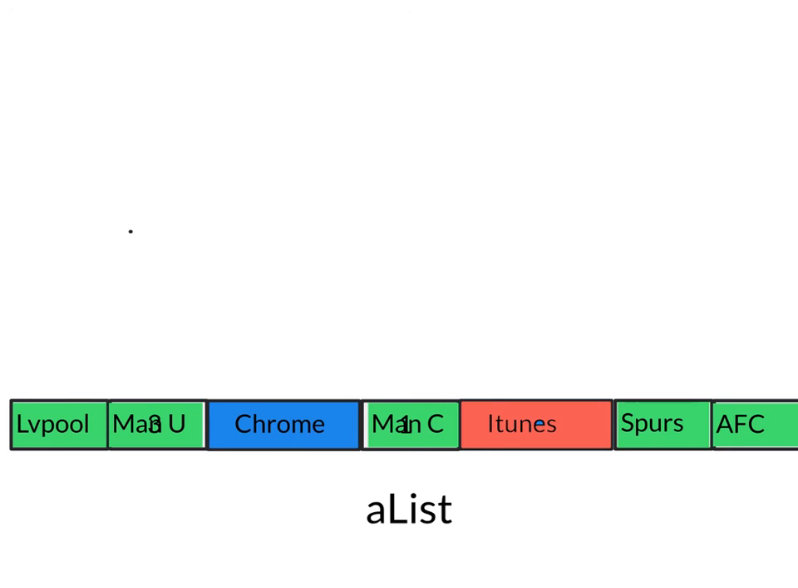Okay, so lists. Slower than arrays, but more flexible.